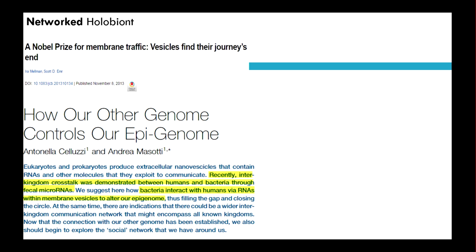And this inter-kingdom crosstalk was a taboo before. It could not be done, but they found out that there are certain things that are budding off the bacteria called outer membrane vesicles that contain RNA that can then fuse with the intestinal cells and control the epigenome of the intestinal cells. And that's why they won their Nobel. This is big, you know, from one kingdom talking to another kingdom.